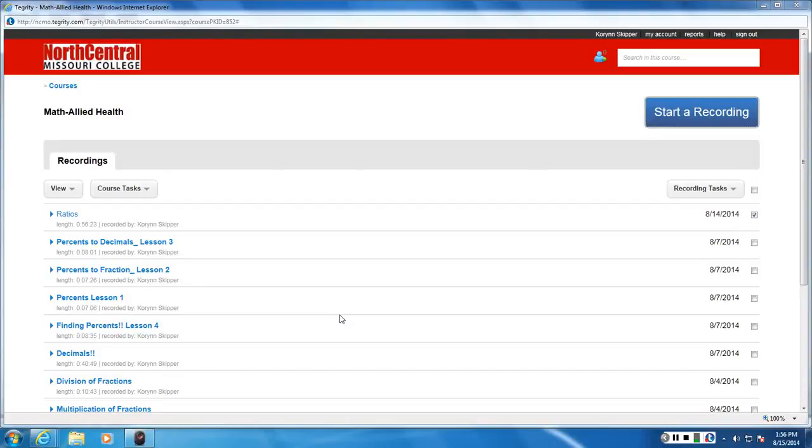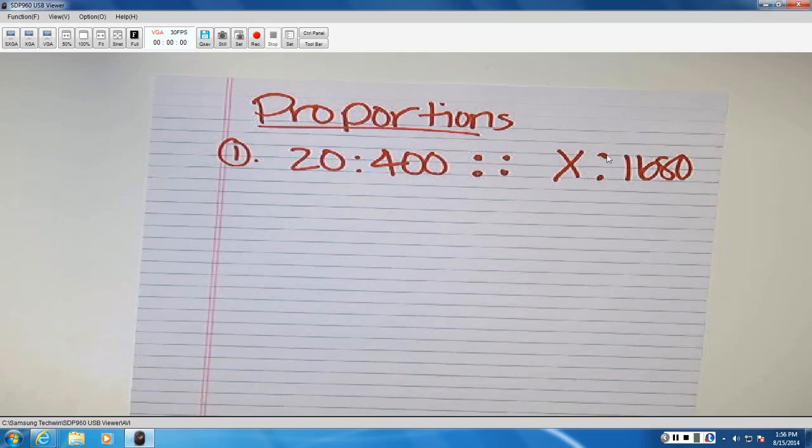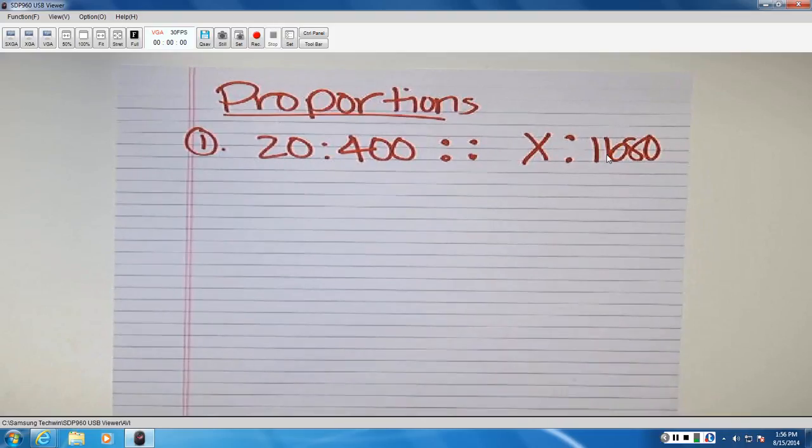This lesson is going to be all about proportions, which is chapter 5 from your textbook. A proportion is very similar to ratios. It's basically two ratios that are equal to each other.